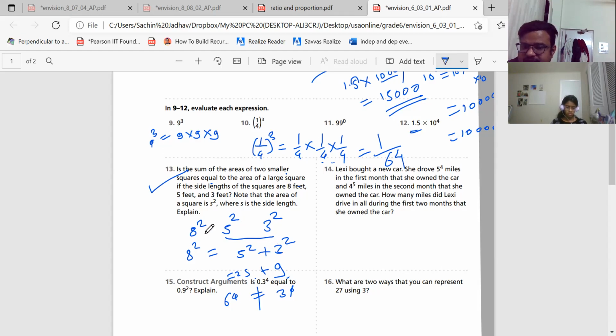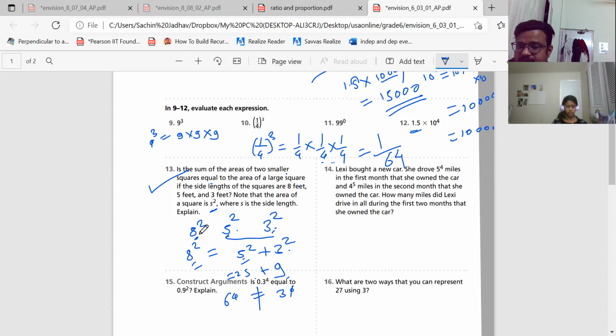I am telling you, 8 squared is here, 5 squared is here, 3 squared is here. They have asked, is the sum of the areas of the two smaller squares equal to the area of the larger square, if the side lengths of the squares are 8 feet, 5 feet and 3 feet? And note that the area of a square is s squared, that is, side squared. The area of the square having side 8 is 8 squared, with side 5 it is 5 squared, and with side 3 it is 3 squared.